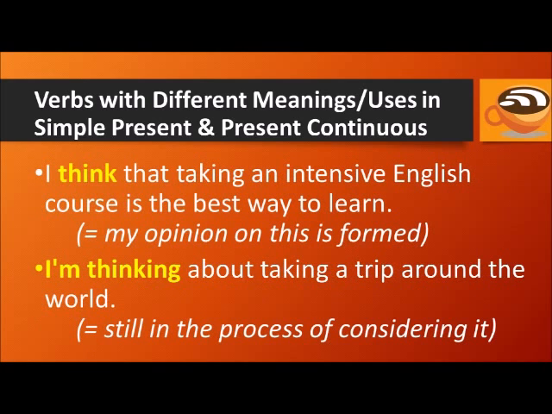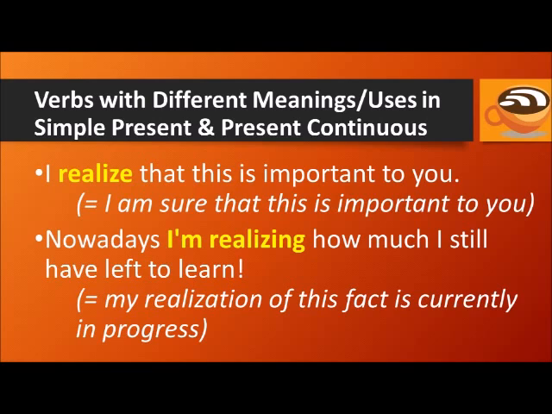For example, if you say, I think that taking an intensive English course is the best way to learn, that means my opinion on this is formed. I am sure of my belief. But if you say, I'm thinking about taking a trip around the world, that means I'm still in the process of considering it. I am not sure if I will go or not. Saying, I realize that this is important to you, means I am sure that this is important to you. If you say, nowadays I'm realizing how much I still have left to learn, that means my realization of this fact is currently in progress.